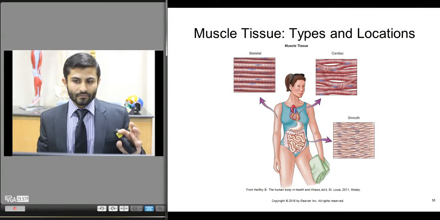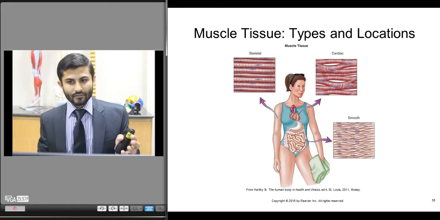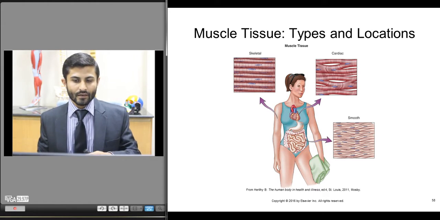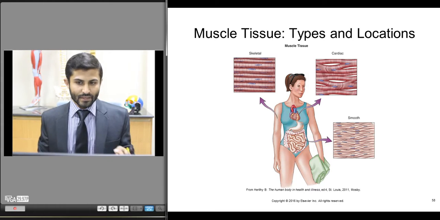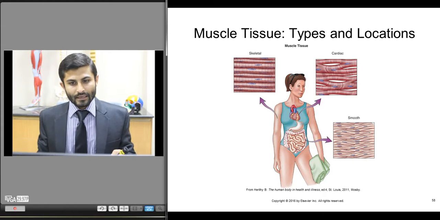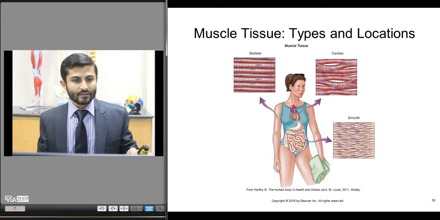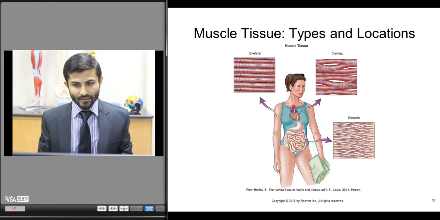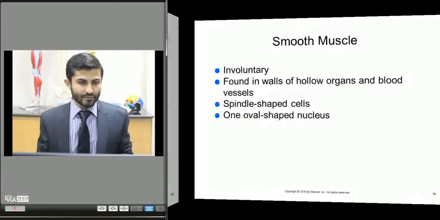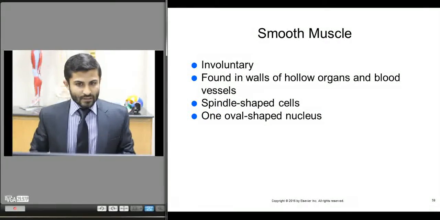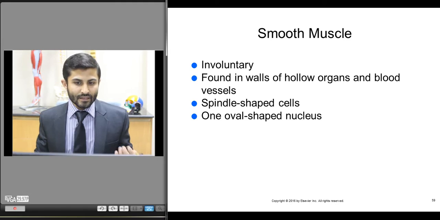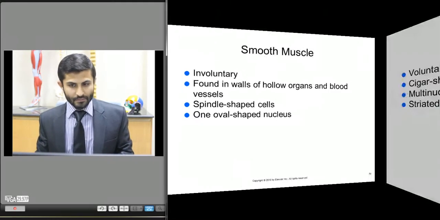Now, the smooth muscles and the cardiac or the skeletal muscles are different in their appearance. Skeletal muscle and cardiac muscles are striated muscles, they have striations, but the smooth muscles are deficient of the striations. Smooth muscles are involuntary, normally found in walls of the hollow organs and blood vessels. They have spindle-shaped cells, one oval-shaped nucleus.